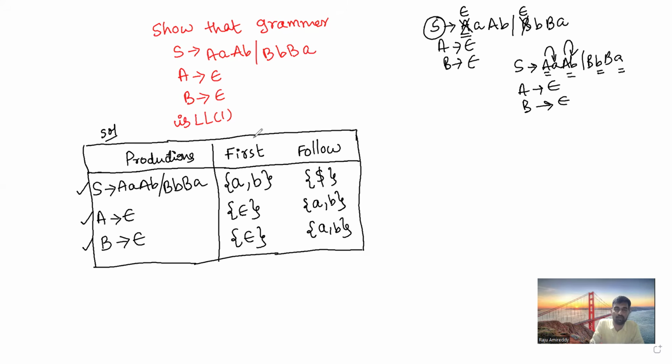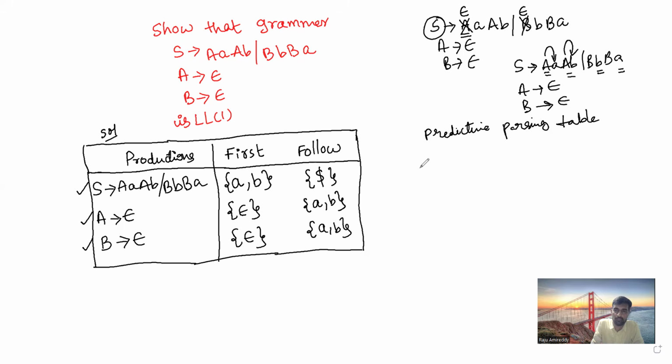So remember, when in the exam they ask you to check whether this is LL1 or not, then you need to find out the first and follow. Then what do you need to do? We need to construct a predictive parsing table. Okay. So we need to find out the predictive parsing table. How to produce this predictive parsing table?